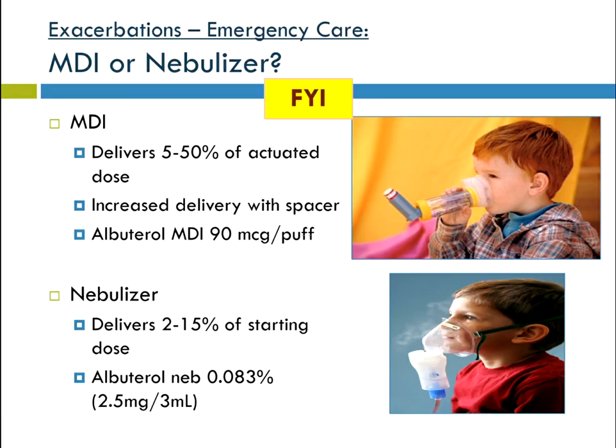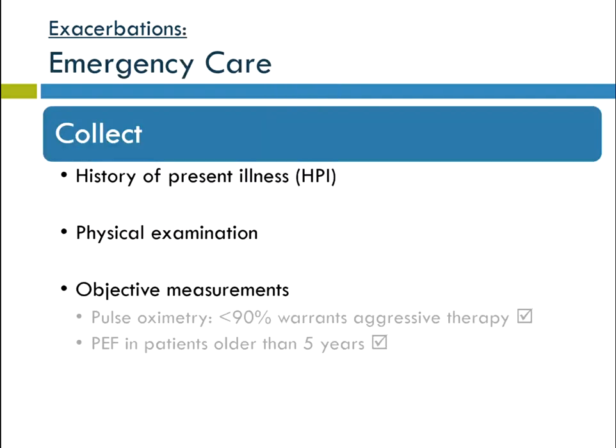Okay? So when people say, why don't you want to use a nebulizer? You can use an inhaler with a spacer, and it's going to be more effective than a nebulizer in an exacerbation. Alright, so in this setting, we already got the HPI, we should have already done the physical exam, and we should already have our PEF and our pulse ox.